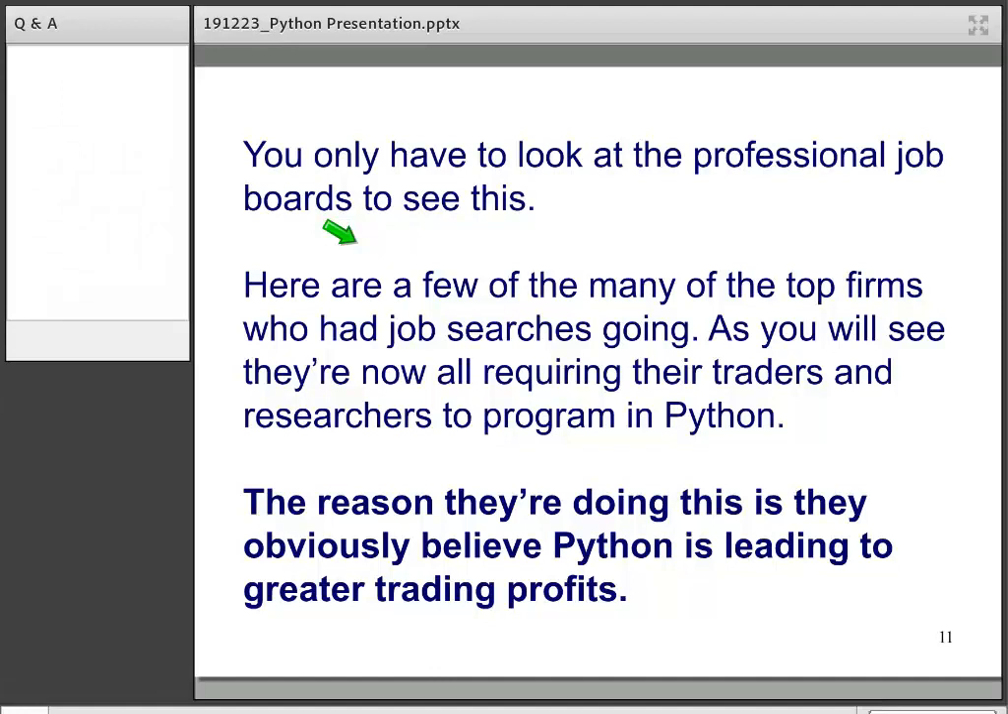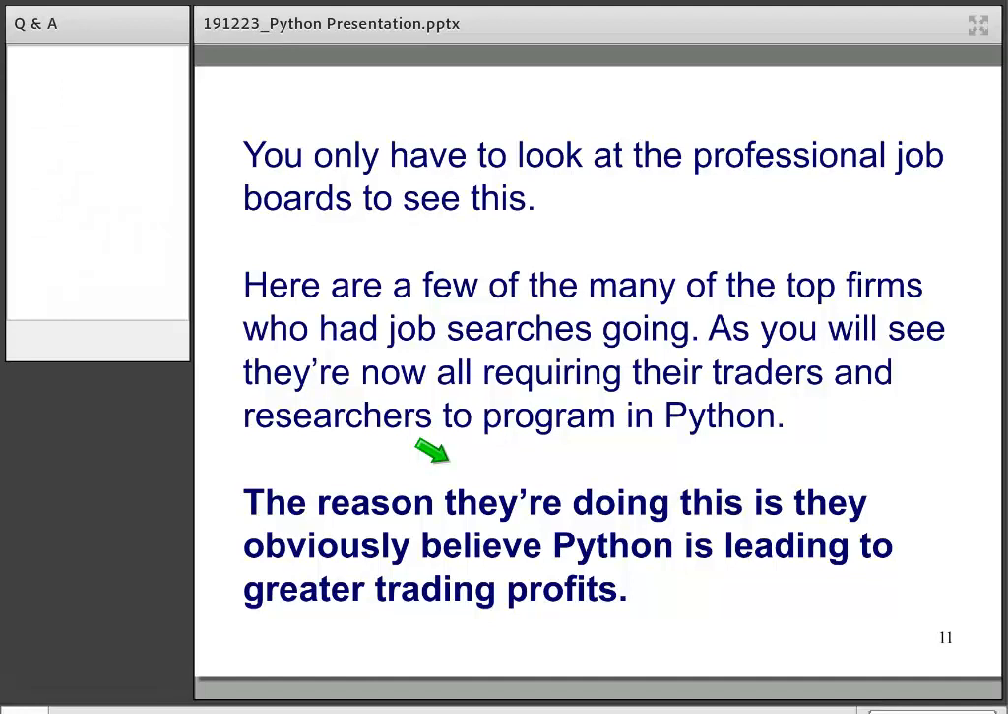They're requiring the traders and the researchers to program in Python. And there's really only one reason why they're doing this. They obviously believe that Python is leading to greater trading profits. They can choose any language that they want in the world.